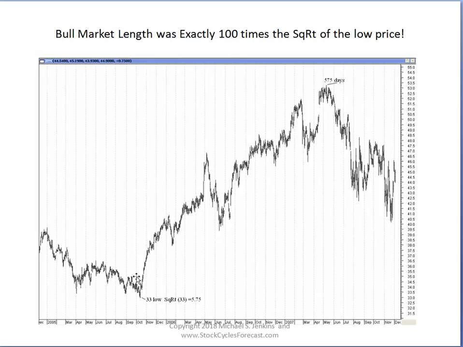But the methodology is to try them all. Try the 33 days, 10 times 33, try the square root, try 10 times the square root times 100. So all along the way, you're going to find you'll get a lot of these other little hits along the way, but you'll always be prepared for these great big ones when they come along.